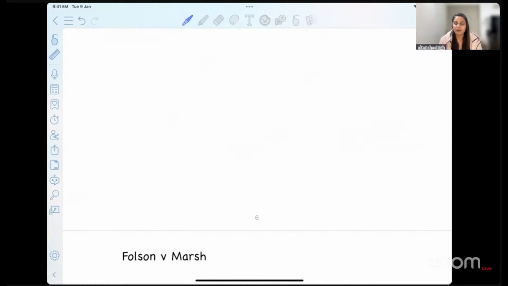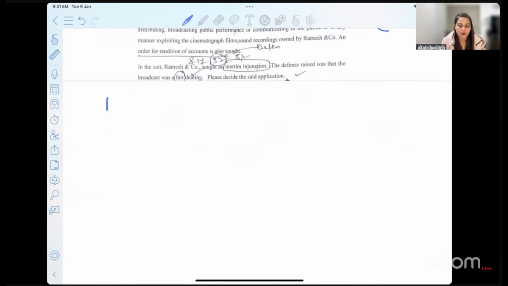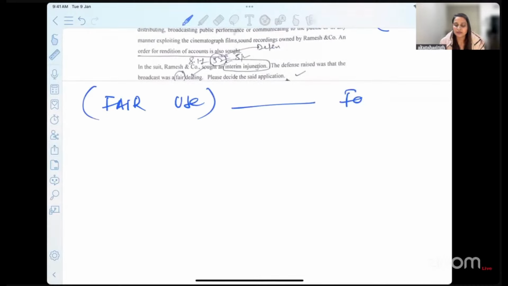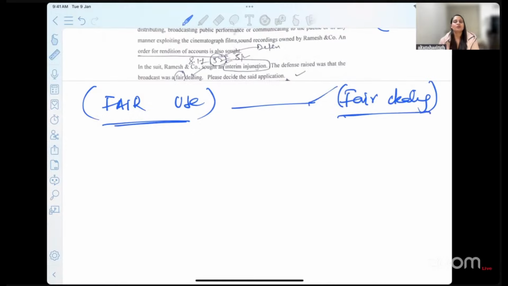What is fair dealing? Have you ever heard of the term fair dealing or fair use? So what you can do in your answer is that you can talk about both these things. Because this is a 30 marker question, you can very quickly touch on the concept of fair use. Had it been a 10 marker question, I would have asked you to jump directly and to have written only the concept of fair dealing.